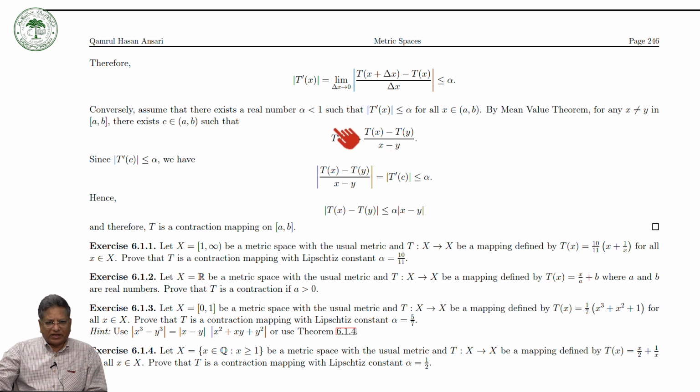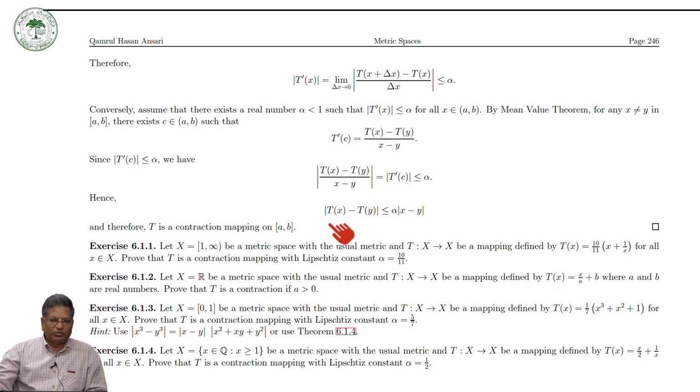And now we can take the mod on both sides. By our assumption, this is less than or equal to alpha. Now you can take mod of x minus y on the other side. So hence mod of T of x minus T of y is less than or equal to alpha times mod of x minus y. This means that T is a contraction on AB.